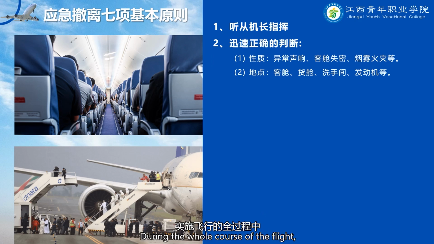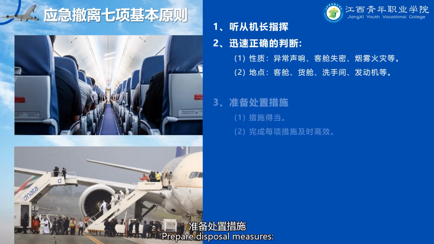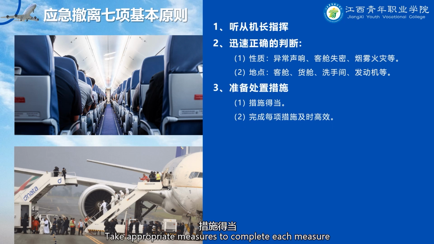Quick and correct judgment. During the whole course of the flight, flight attendants should always be alert to various possible emergencies. Detect problems as early as possible. Fully estimate the situation. Make timely judgments, and strive for more time to minimize the harm, such as signs of fire outside the aircraft, smoke filling the cabin, abnormal aircraft attitude, broken body, abnormal sound and impact, oil leakage around the engine, etc. These may cause the aircraft to finally make an emergency landing. Prepare disposal measures. Take appropriate measures to complete each measure in a timely and efficient manner.